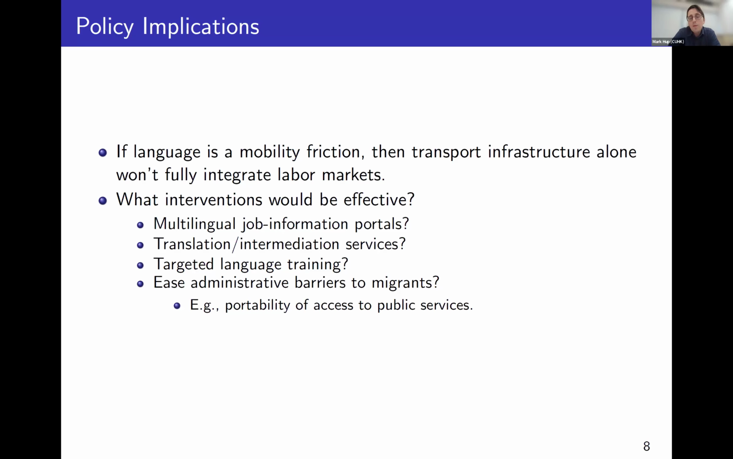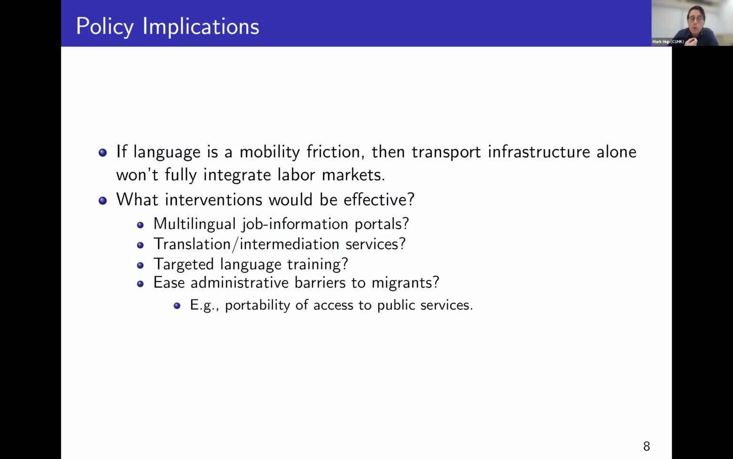So if we think of language as a mobility friction, then transport infrastructure alone won't fully integrate labor markets. So then we can think, well, what interventions would be effective? Would it be these multilingual job information portals? So people do have this pre-move information about opportunities. So that could be perhaps cheaply accomplished nowadays.